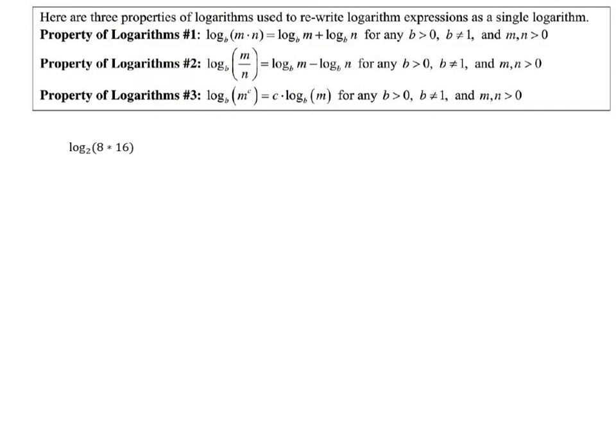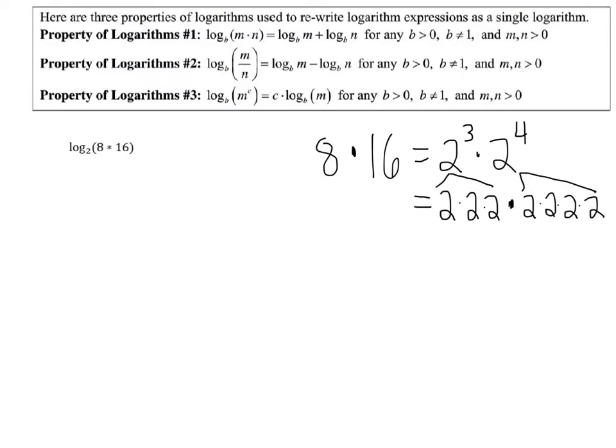So, consider log base 2 of 8 times 16. Well, focusing in on just the 8 times 16, we know that this product can be rewritten as 2 to the third power times 2 to the fourth power. That product will be 2 multiplied times itself 3 plus 4 times, or 7 times. So it can be rewritten as 2 to the 7th power.